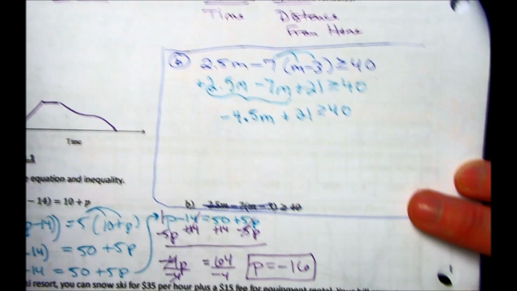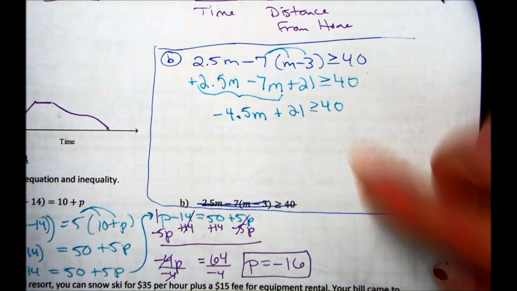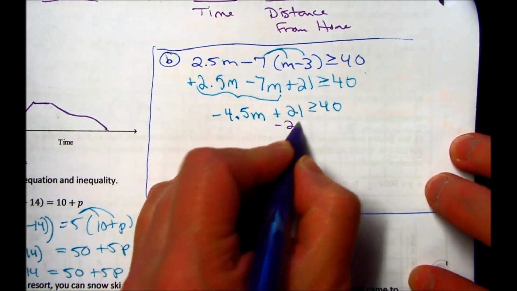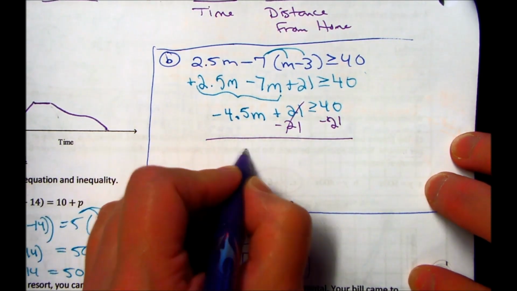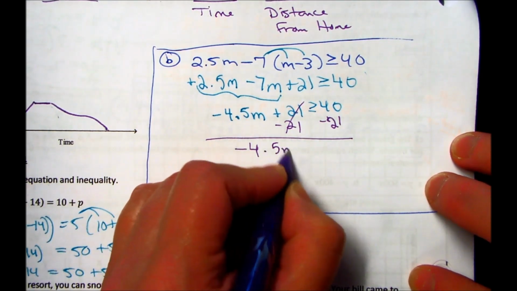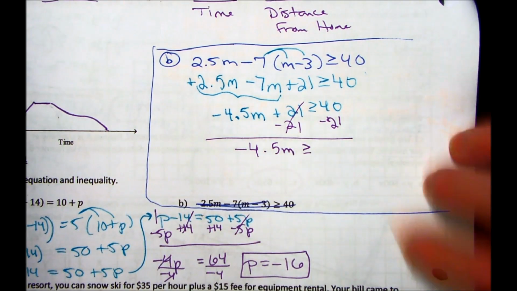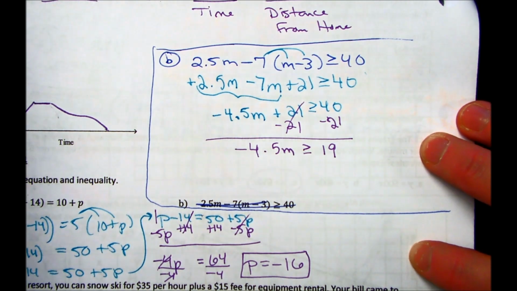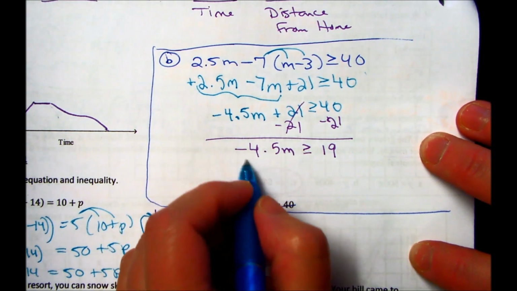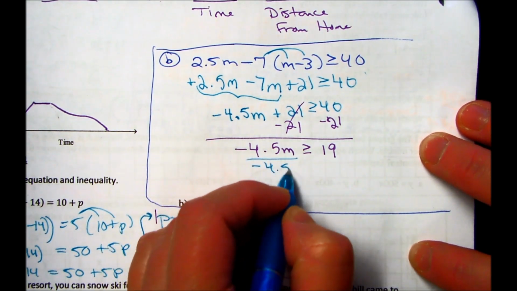Now you need to add or subtract. You've got to eliminate the 21 from both sides of the equation. So I now have my new inequality. It's an inequality, not an equation. 40 minus 21 will be 19. And then my last step, I would divide by a negative 4.5.